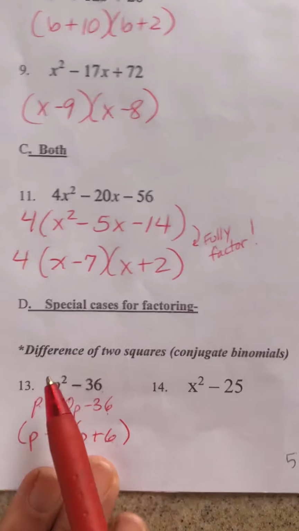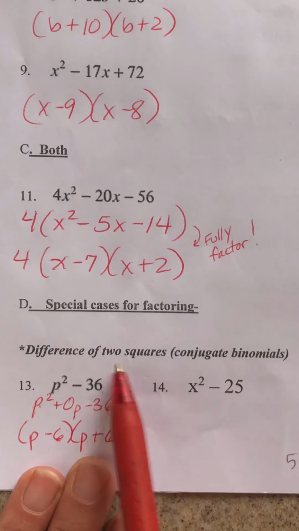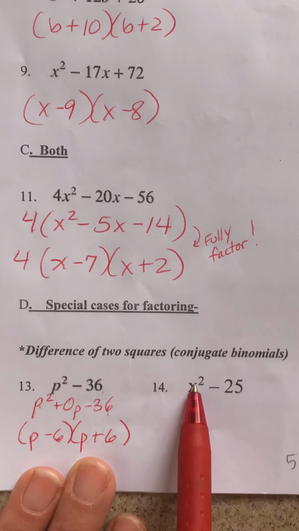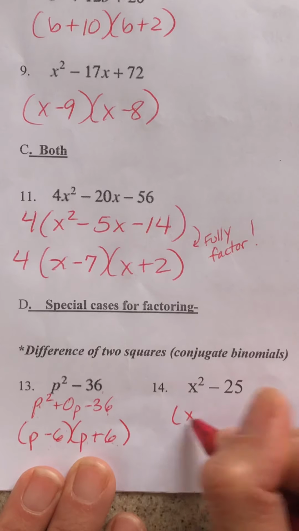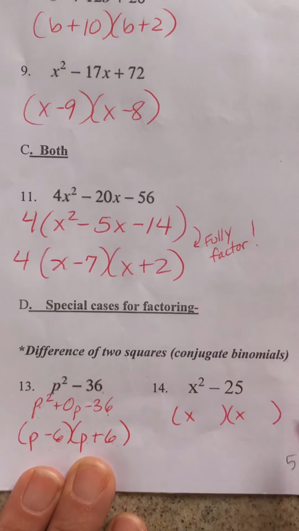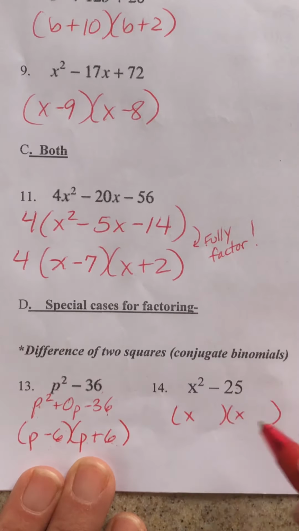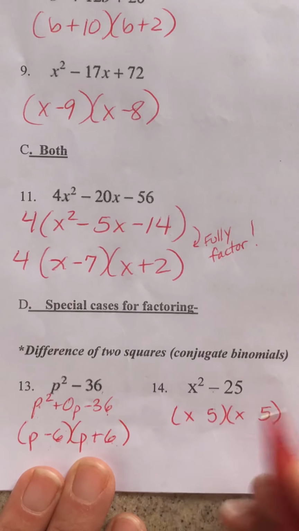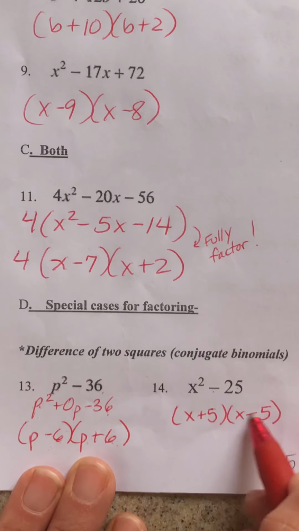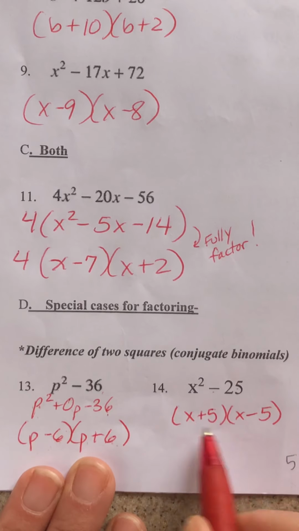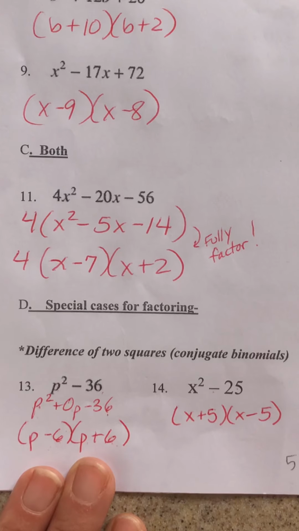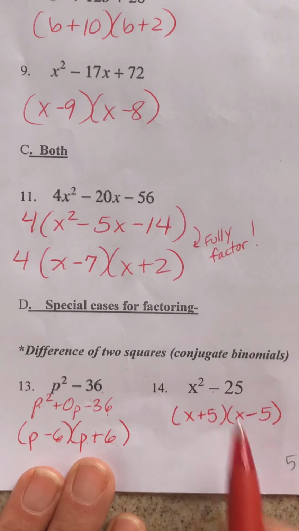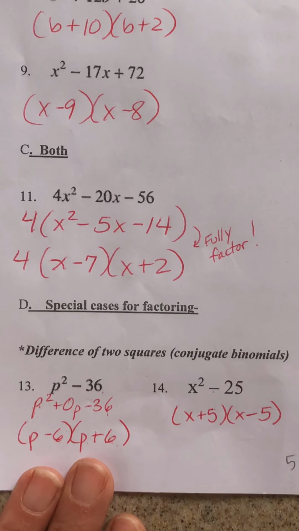I have the difference, there's a minus, of two terms that are perfect squares. x squared is a perfect square, that's x times x. 25 is a perfect square, that's 5 times 5. And because it's a negative 25, one of them had to be positive, one of them had to be negative, and the inner and outer will drop out. So a negative 5x and a positive 5x gave us 0, and that's why there's no middle term.